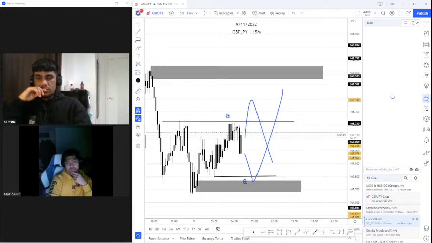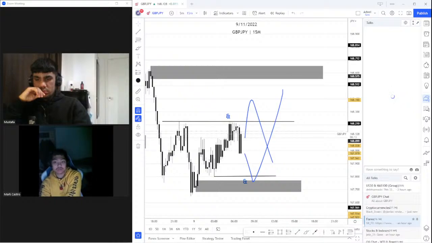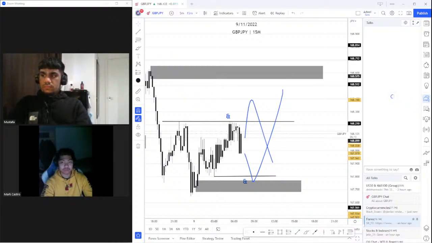I'm waiting for a higher probability setup because I'm looking to hold this for quite some time. To be fair, this is going to be quite a big trade, another 400 pips.